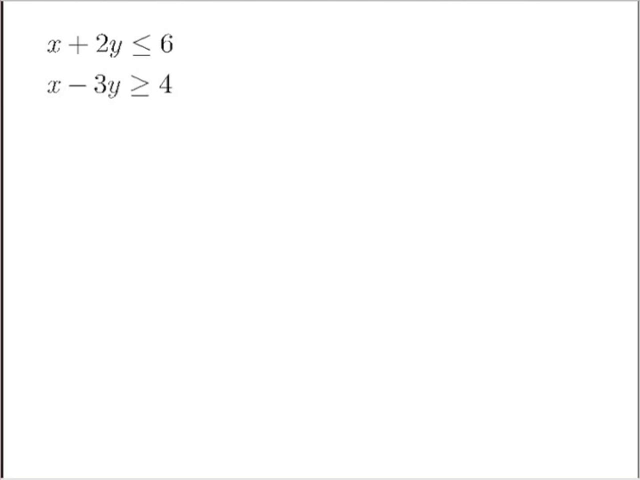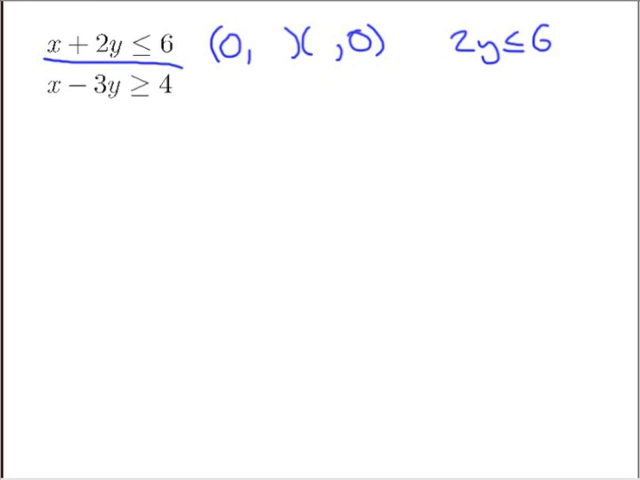What we're going to do first is take a look at our first inequality. X plus 2y is less than or equal to 6. We need to figure out our 2 points, 0, comma something, and blank, comma 0. In order to do this, we pretend that x is 0. If x is 0, we get left with 2y is less than or equal to 6. So y is less than or equal to 3.